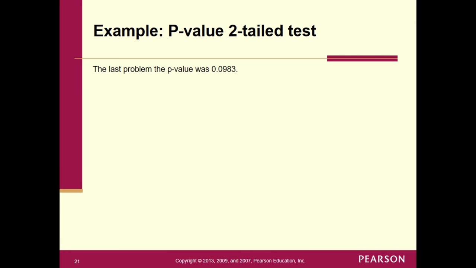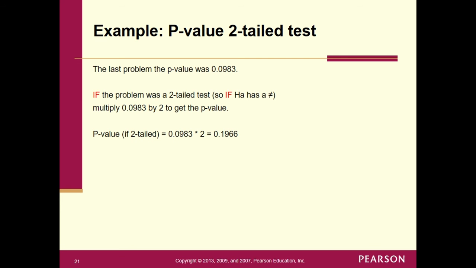Okay. So last thing, the p-value is 0.0983. Let's say the problem was two-tailed, so if HA has a not equal to sign, what would we do? Since the t distribution is perfectly symmetrical, we would take 0.0983 and multiply it by 2 to get the p-value, because we need both sides, just like we did for the standard normal stuff, just like when we were testing p. So the p-value, if we were running a two-tailed test, would have been 0.1966, okay?